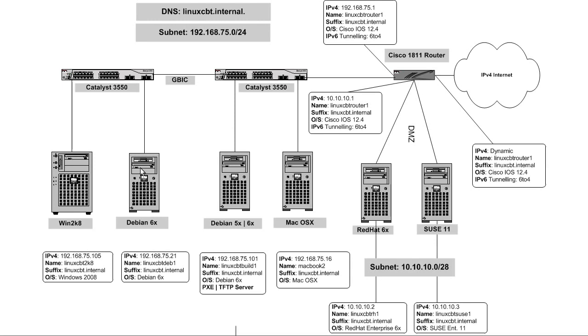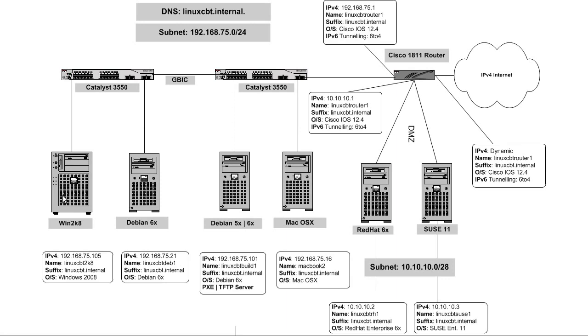Now we also have our Debian 6x instance where we'll be installing using PXE, Debian 6x, 192.168.75.21. This is the host that will do primarily most of our work on Linux CBT Deb 1. It also belongs to the same suffix of linuxcbt.internal, and it'll run Debian 6x. So we'll install here across the wire, deriving a DHCP address from the router, which will then send the PXE signal to boot from the PXE TFTP server.